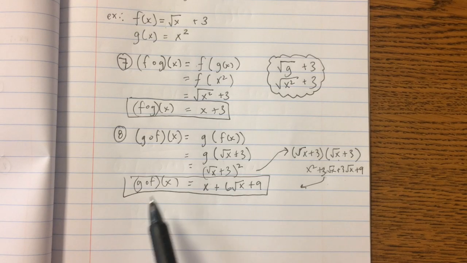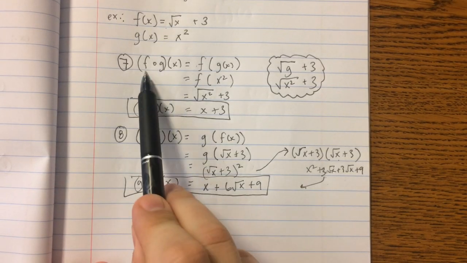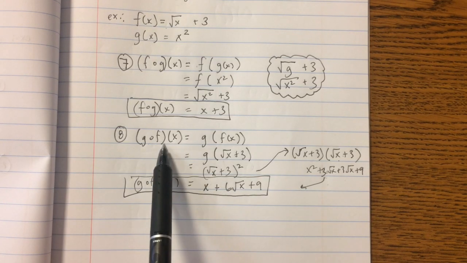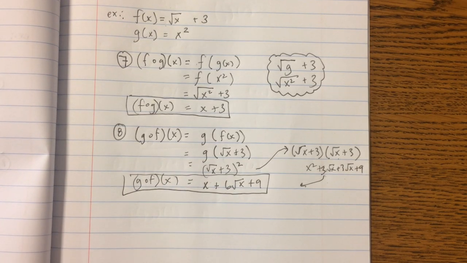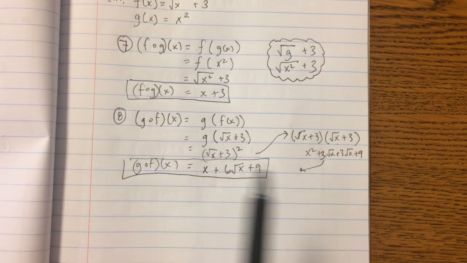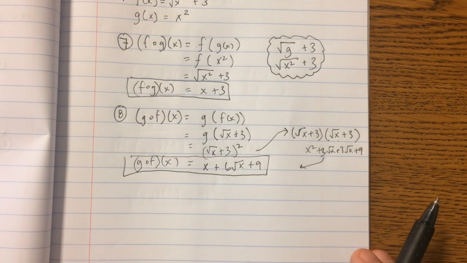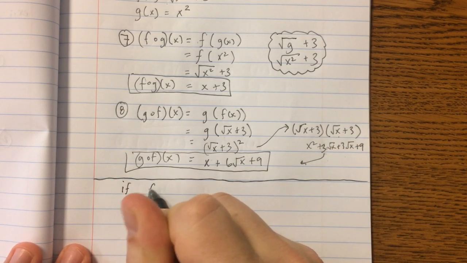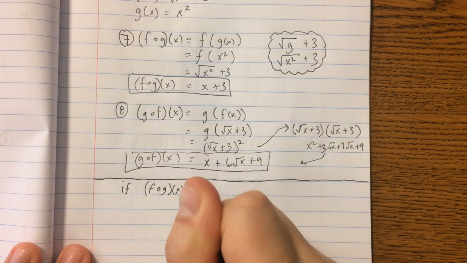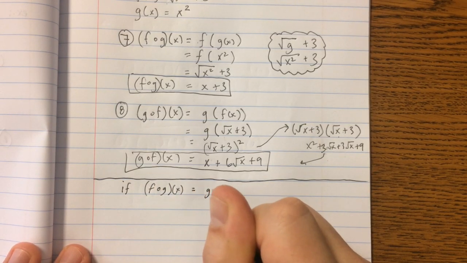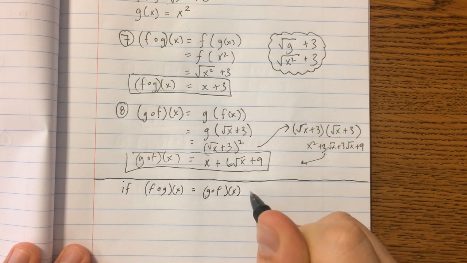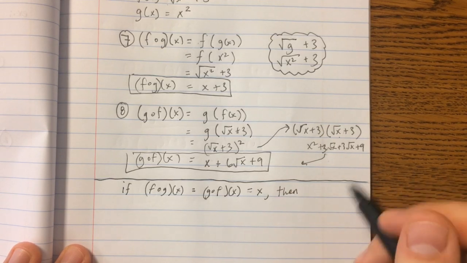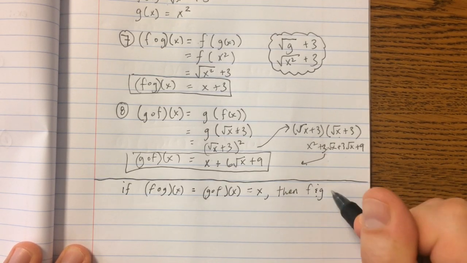Now going back to what I was talking about earlier, there is a case where these two things are the same. When these two things equal each other and they just equal x, then that means that g and f are inverse functions. So if f composed with g, or f of g of x, is equal to g of f of x, and that is equal to just x, then we can say that f and g are inverses.